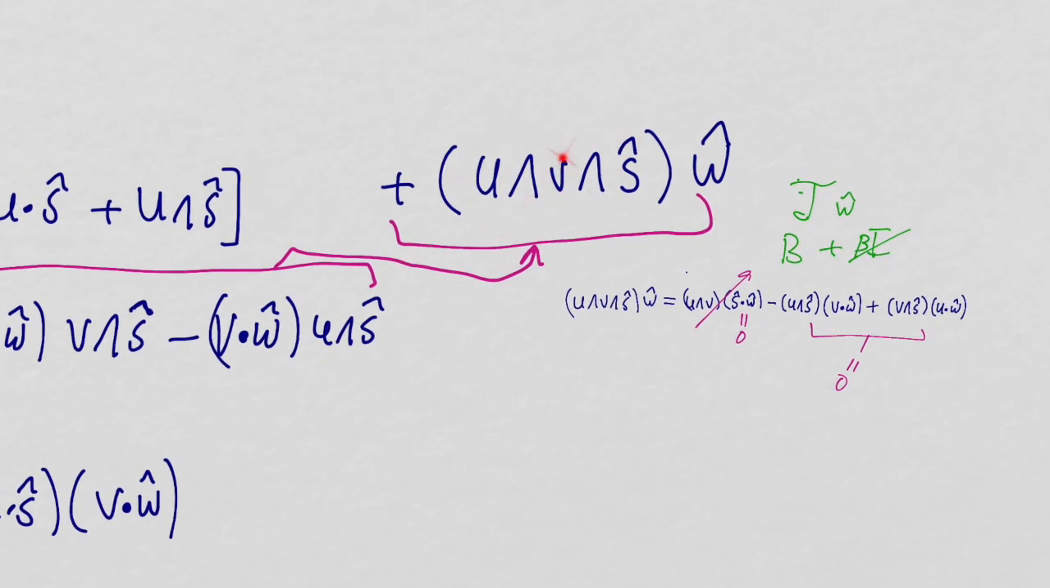U wedge V wedge S. That's a trivector, and that trivector, if we take its geometric product with W, right, what do we get? Well, the first thing we get is 0, because this guy is 0. And the reason that's 0 is because U and V as a bivector define a plane, and S is in that plane. So this guy is 0. So this whole thing is going to be 0 no matter what. That doesn't stop us from blowing it up and completing this geometric product.